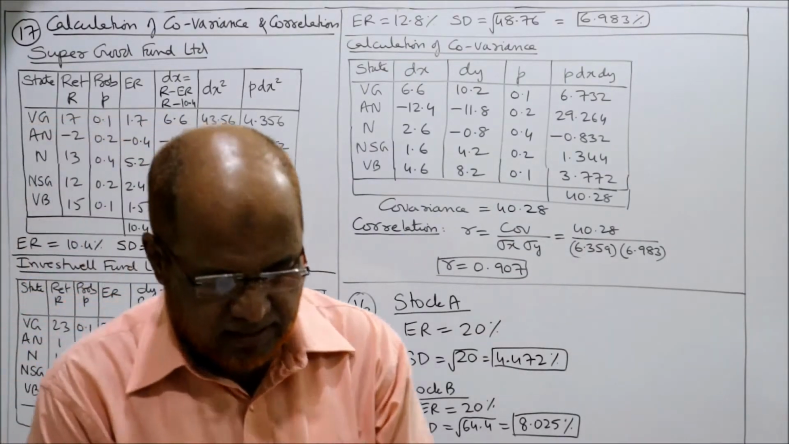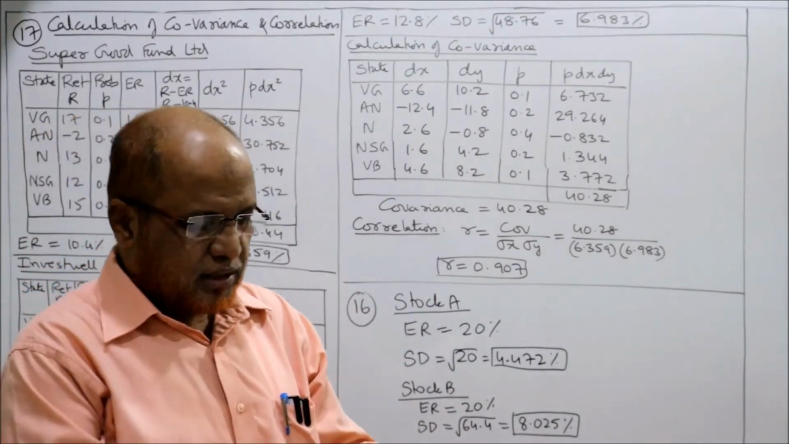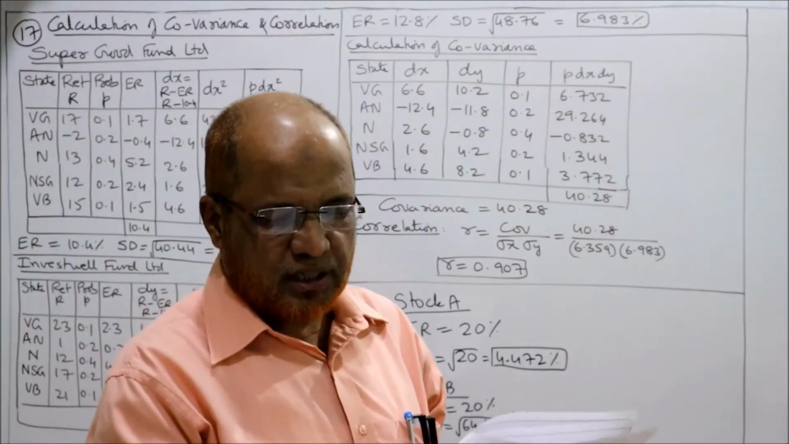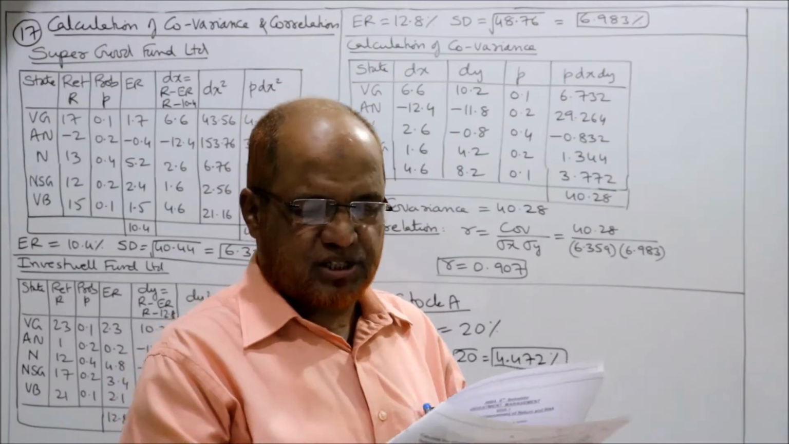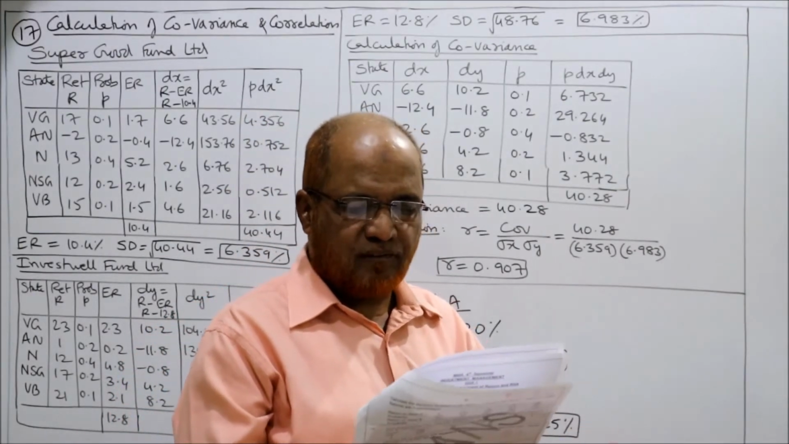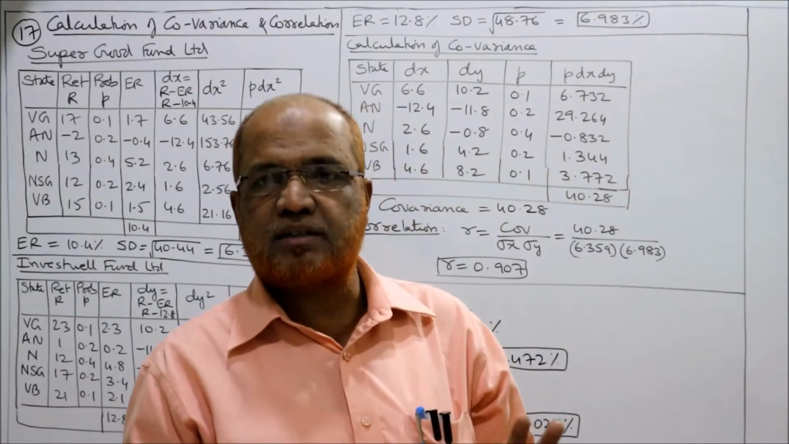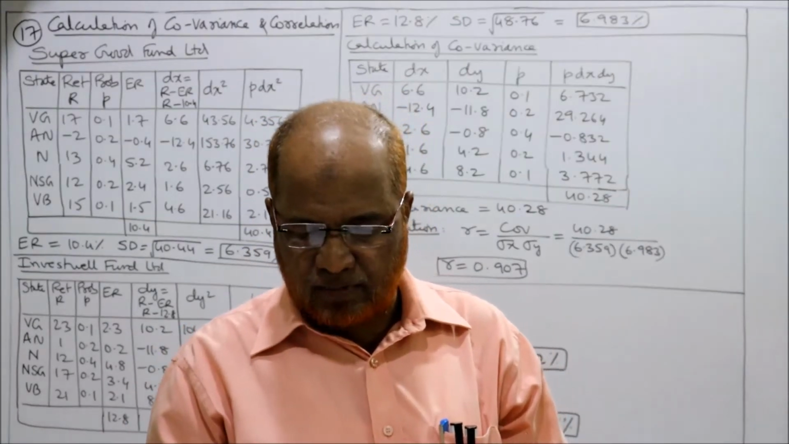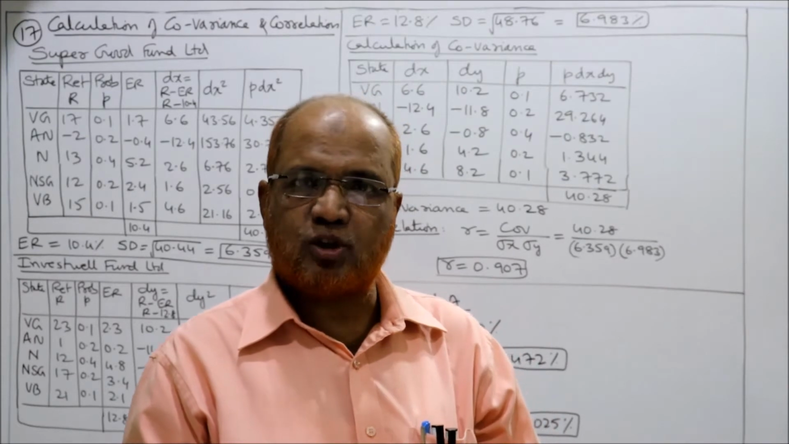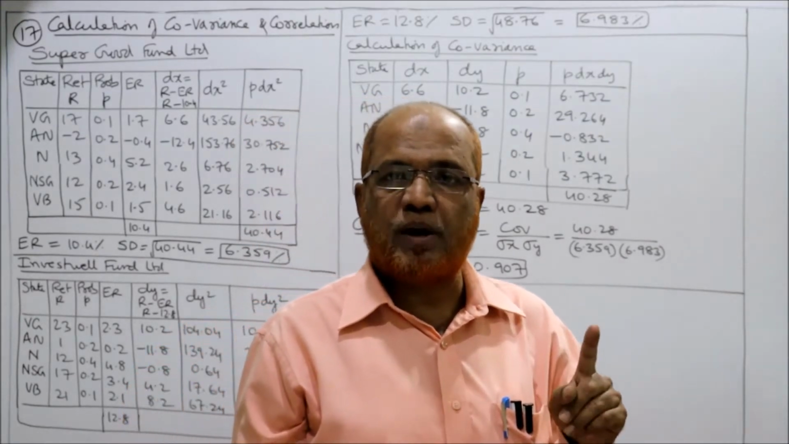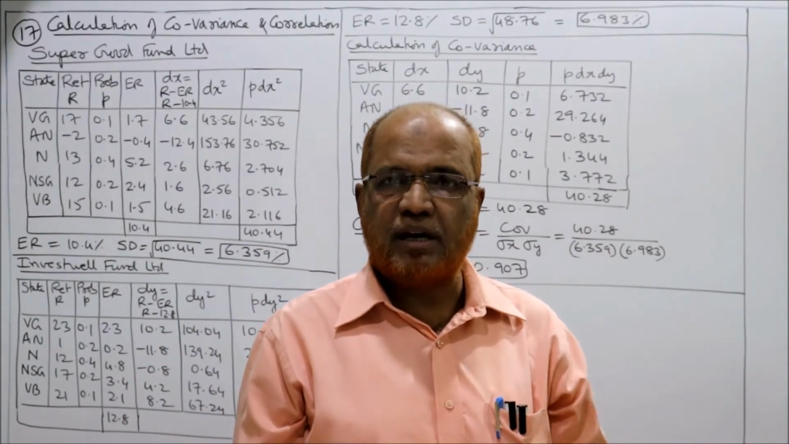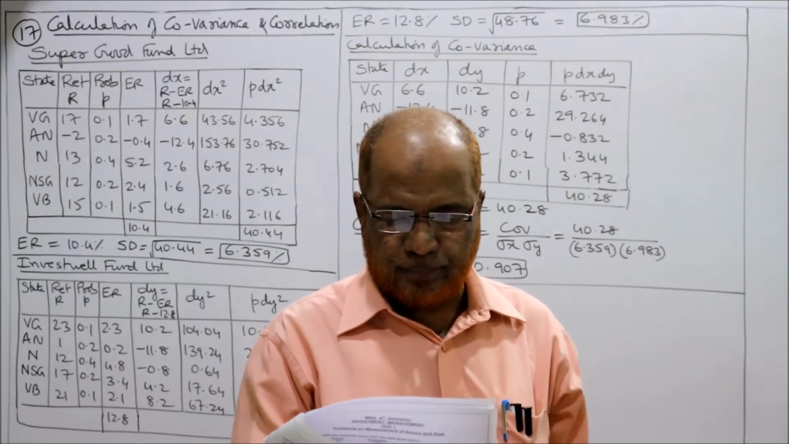Now, problem number 17. See the problem number 17. The following joint probability distribution gives the returns expected for next year by Super Good Fund Limited and Invest Well Fund Limited. So two separate companies are there. We are given the joint probability distribution of the two companies. First company, Super Good Fund Limited. Second company, Invest Well Company Limited.